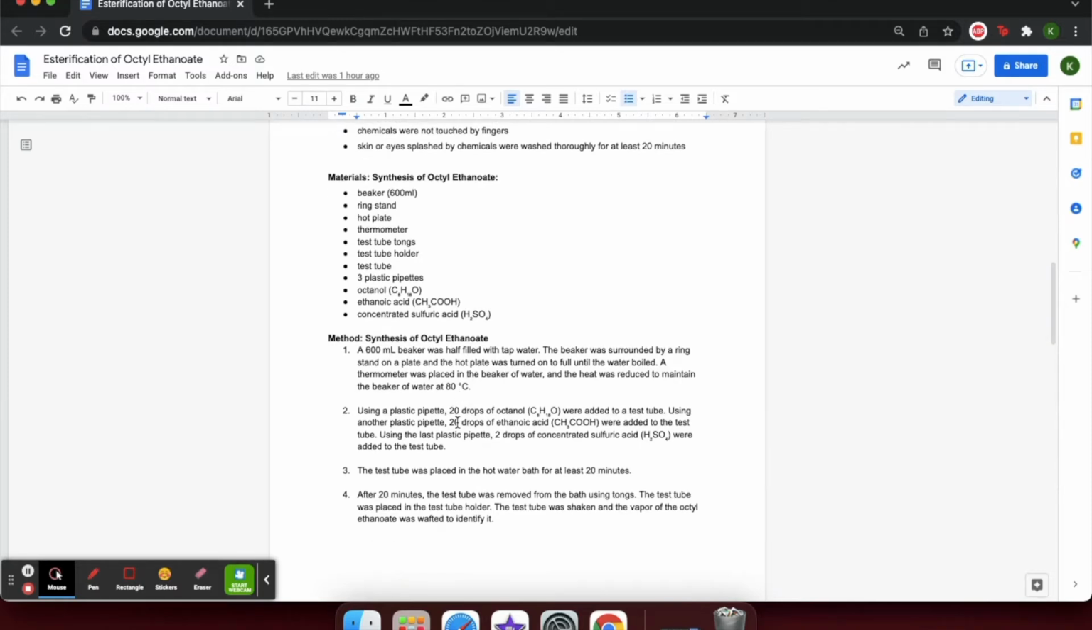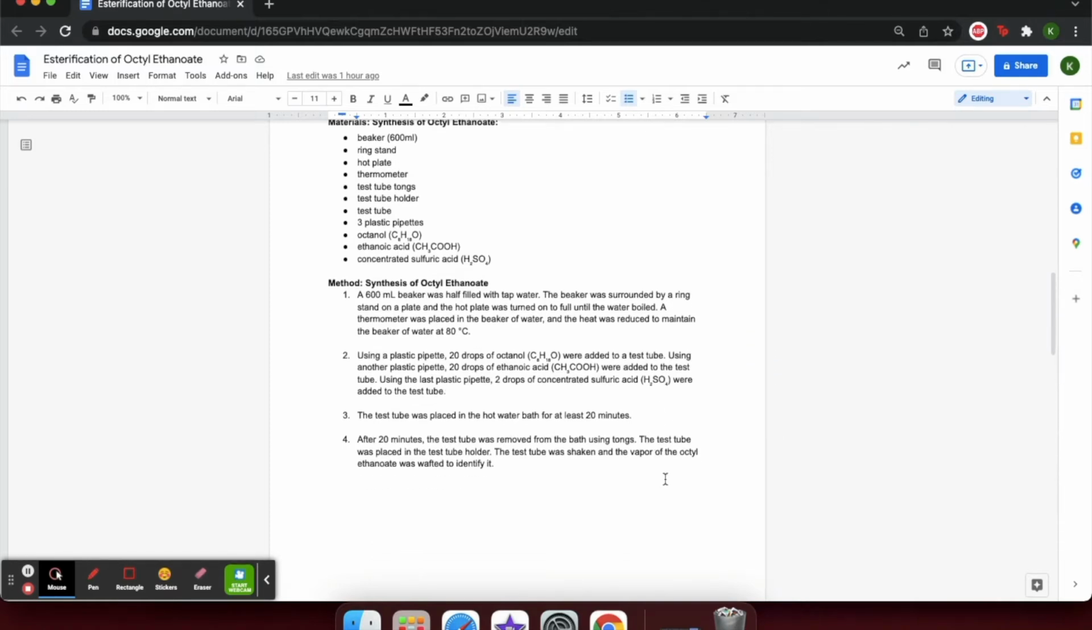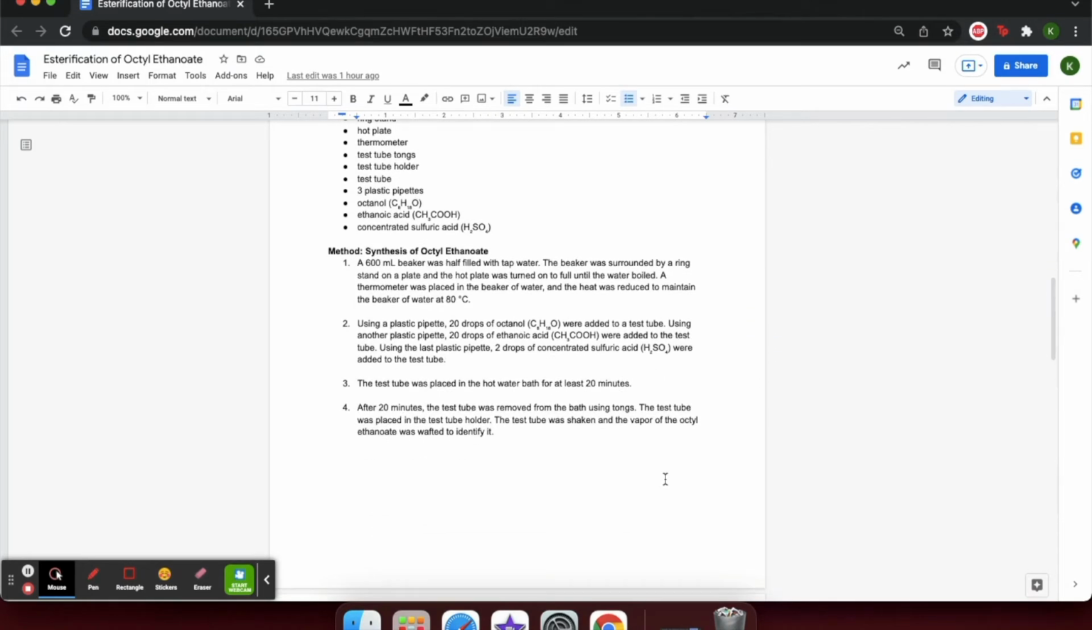Using a plastic pipette, 20 drops of octanol were added to the test tube. Using another plastic pipette, 20 drops of ethanoic acid were also added to the test tube. And using the last plastic pipette, 2 drops of concentrated sulfuric acid were added to the test tube. This test tube was placed in a hot water bath for at least 20 minutes to let the ester cook.